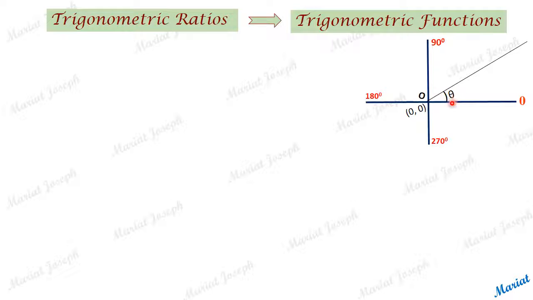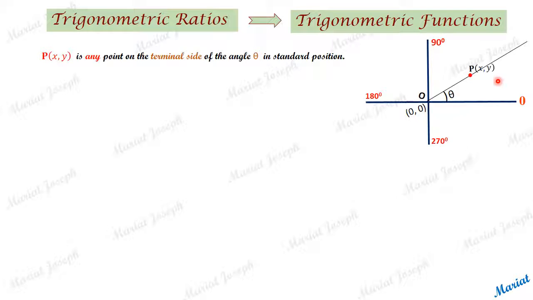An angle in standard position means this angle theta is drawn with one of its arms taken on the positive direction of x-axis with the vertex at the origin and the terminal side depending upon the value of theta, but measured in the anti-clockwise direction. From the x-axis, go anti-clockwise. Now, let us take a point on this terminal side.